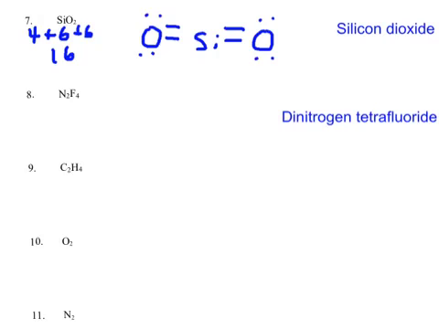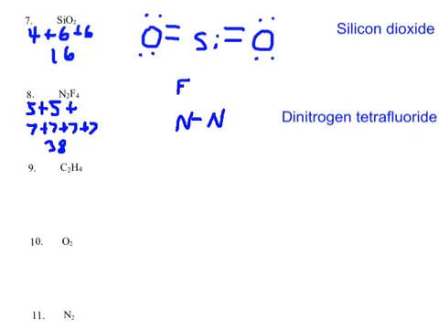So now let's go ahead and figure out the Lewis structure. Each nitrogen brings 5 valence electrons to the table. So I have 5 plus 5 plus 7 plus 7 plus 7 plus 7 for the fluorines. So that's a total of 38. I'm going to put the nitrogens in the middle. I'm going to connect them with single bonds. And then I'm going to put the fluorines around it. Connect them to the center with single bonds.